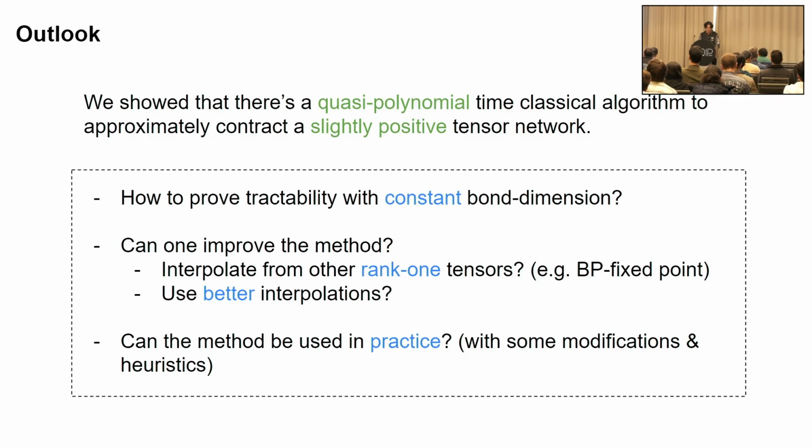And secondly, whether we can improve the method. For example, we can imagine we can run a so-called belief propagation algorithm for tensor network contraction. It roughly yields a best sort of rank 1 approximation to the tensor network. And so we can maybe imagine expanding around the BP fixed point. The other direction is whether we can maybe use better interpolation methods. In particular, Barvinok's method has some connection with cluster expansion, and we can maybe seek some direction there.